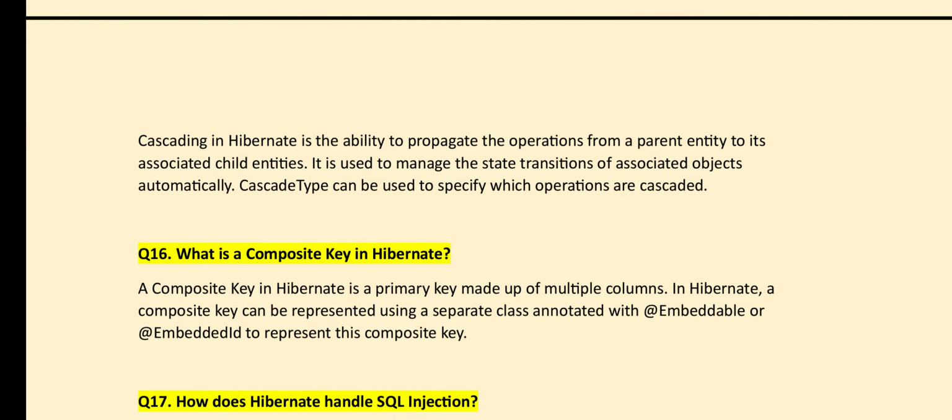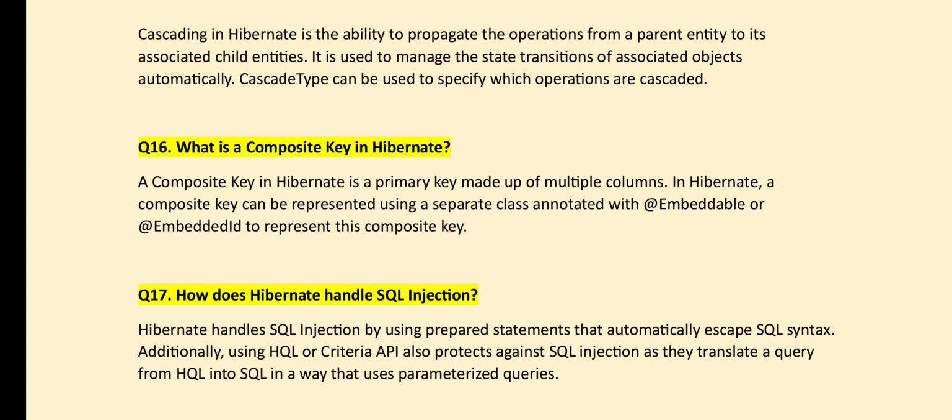What is a composite key in Hibernate? A composite key in Hibernate is a primary key made up of multiple columns. In Hibernate, a composite key can be represented using a separate class annotated with @Embeddable or @EmbeddedId to represent this composite key.